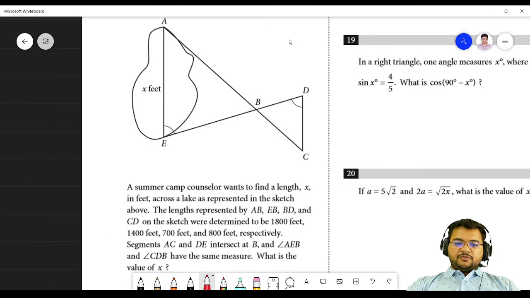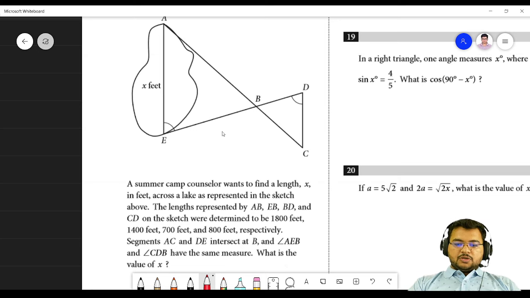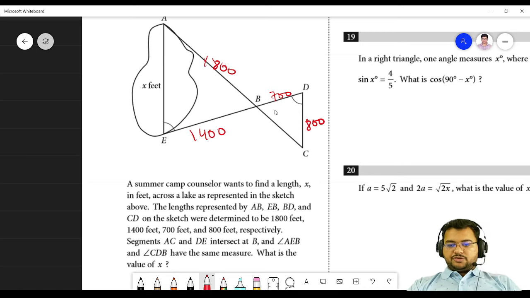Fine. Question 17. Okay, this is given. AB is 1800. EB, that is this side, is 1400. Then BD is 700, and CD is 800. Fine. So we have to find the value of x. Both the triangles, that is ABE and BDC, are similar triangles, so the proportion of their sides will be equal.